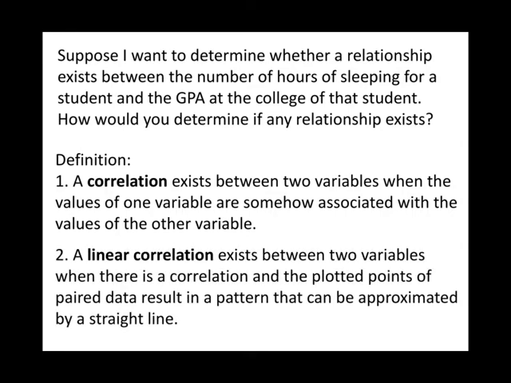A linear correlation exists between two variables when there is a correlation and the plotted points of the paired data result in a pattern that can be approximated by a straight line. One type of correlation is called linear correlation. If you want to know if two variables have a linear correlation, we will construct a scatter plot. If all the points are around a straight line, then we say there is a linear correlation. For these sessions, we'll be focusing on the linear correlation.